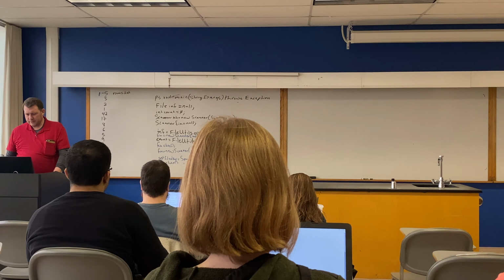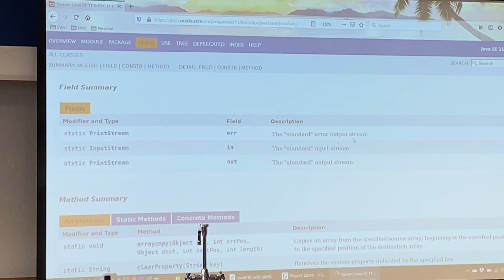Okay, so what does that output stream look like? Wait, is System.out.print considered an output stream? The SOP we use a lot? So if you look here, we can see that System.in is an input stream, System.out is a print stream. So we now need to create a print stream object.